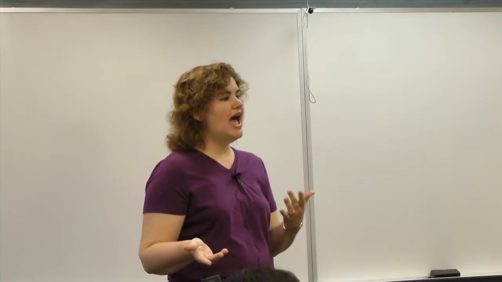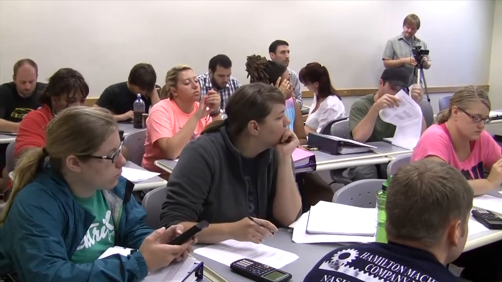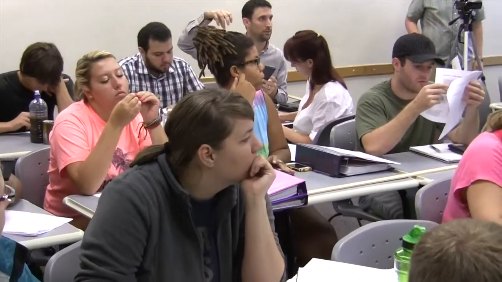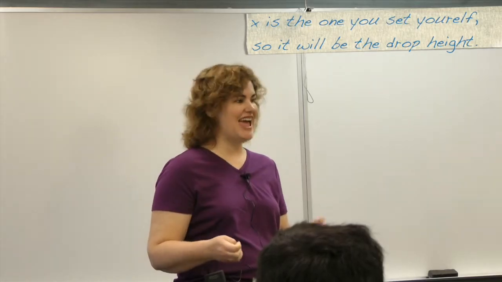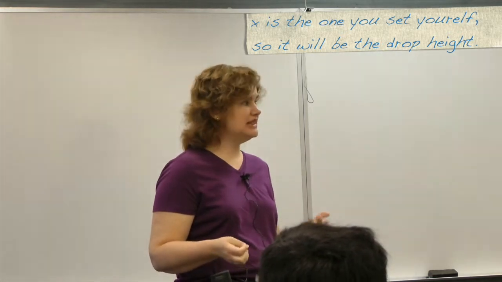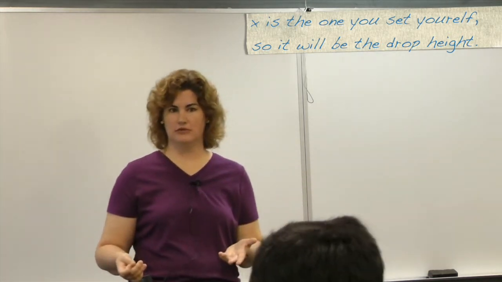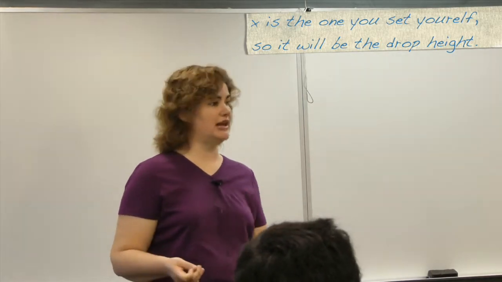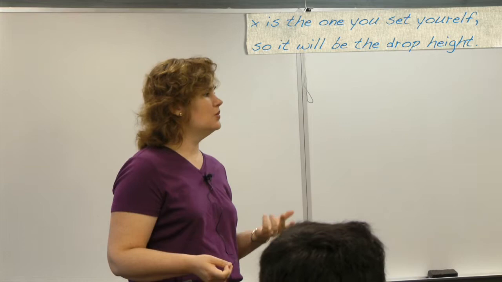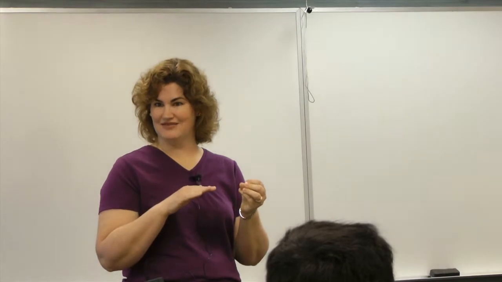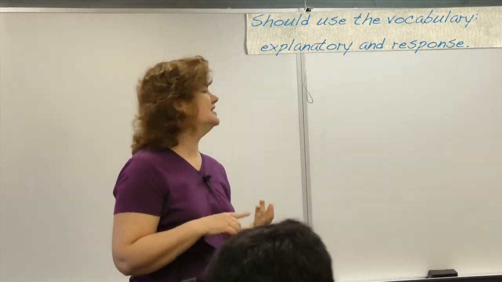What's the difference between x and y? How do you know which one's x and which one's y? X is the one that you set yourself, so it's going to be the drop height. Well put. X is the one that you set yourself, so in this example, it's the drop height. You want to think in terms of input and output. X is the input variable. Y is the output variable. You chose the drop height. The ball chose the rebound height. So the X list is the list where you put the drop heights, and the Y list is the list where you put the rebound heights.